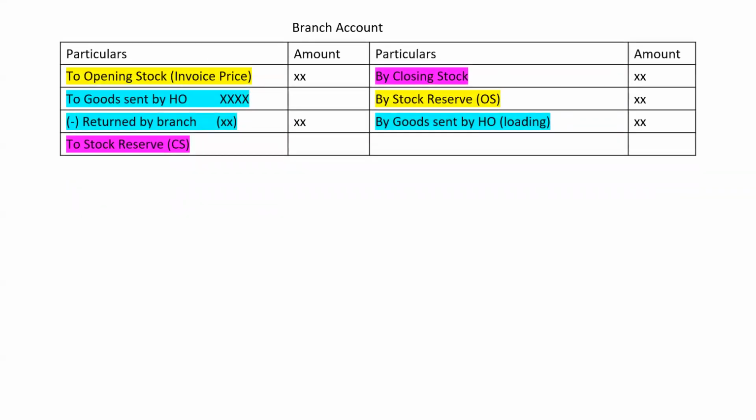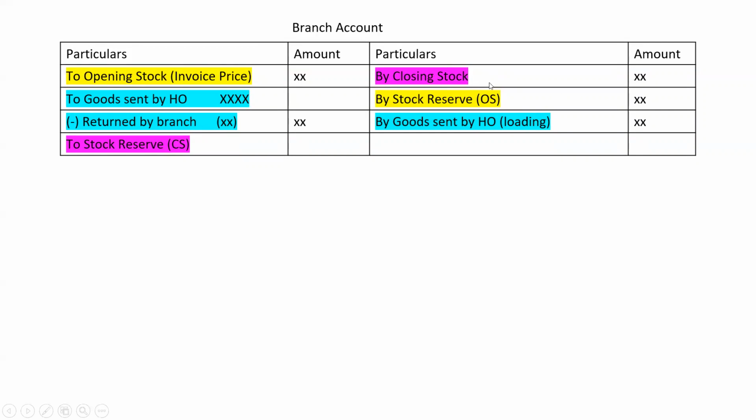So this is the format. This format you all know, that is opening stock will be on the debit side, with the stock value at the invoice price, which you can see in the yellow color. Now I will not change it here. Let me record what the head office is sending to the branch, because it has to show the amount which was sent from the head office to the branch. So it will not do an adjustment here. It will just record it. Then the goods sent, whatever is returned, it will also record, and it will also record the closing stock.